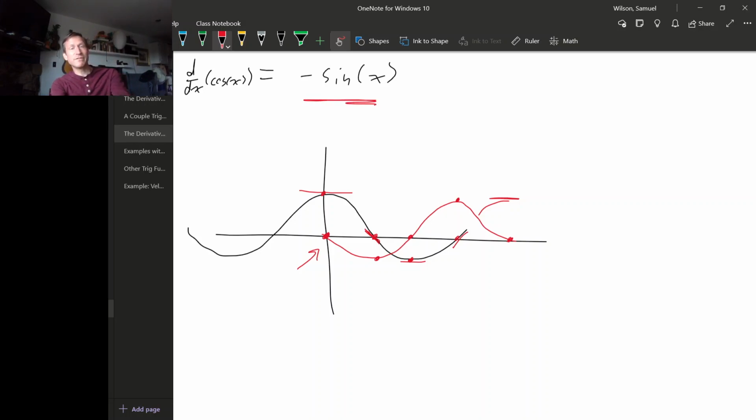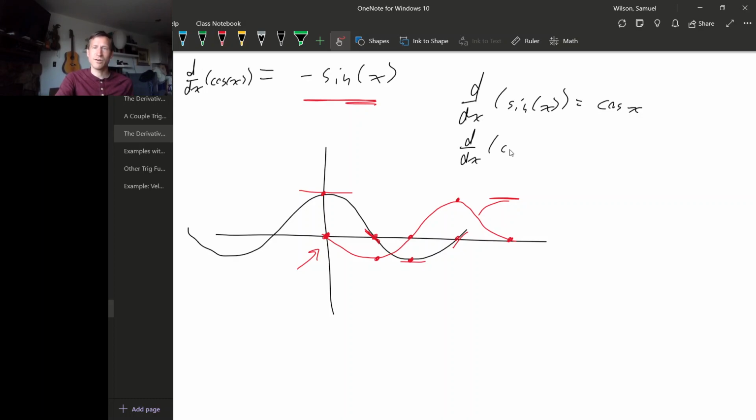So now we have a derivative for sine and cosine. The derivative of sine is cosine, and the derivative of cosine is negative sine. In fact, this sort of keeps going. There's kind of a 4-step cycle here. If you start with sine and you take one derivative, you get cosine. If you take a second derivative, you get negative sine.